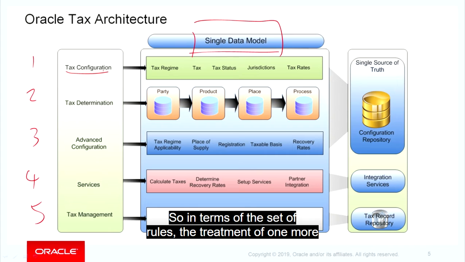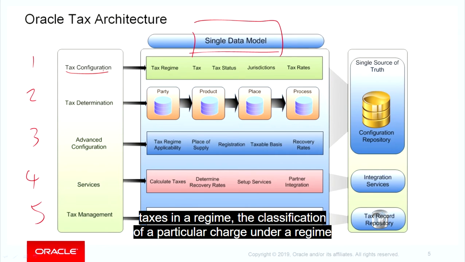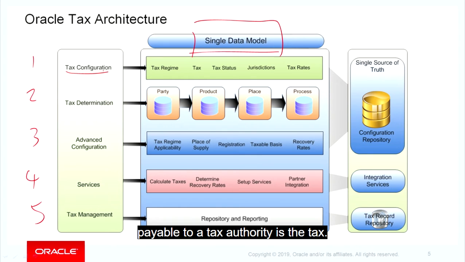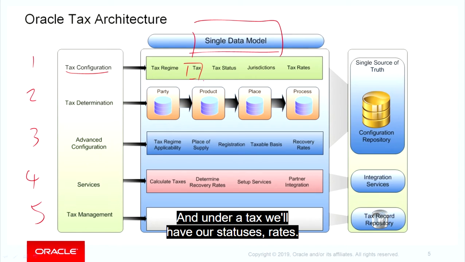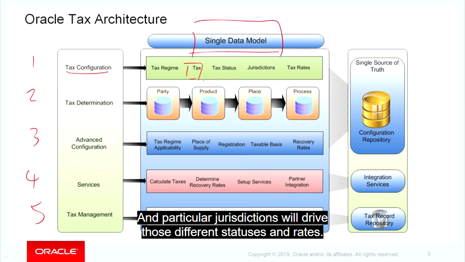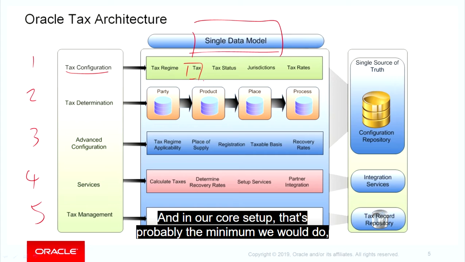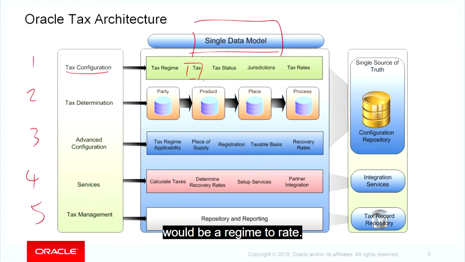In terms of the set of rules, the treatment of one or more taxes is our regime. The classification of a particular charge under a regime payable to a tax authority is the tax. Under a tax, we'll have our statuses, rates, and particular jurisdictions will drive those different statuses and rates. In our core setup, the minimum you would do would be a regime to rate.